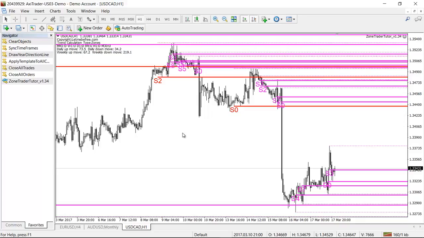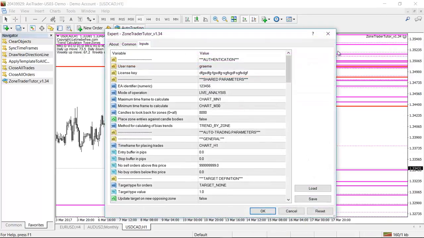Now, a typical feature that we may want to use is that we may only want to see zones that fall inside a higher time frame zone. So again, this is one of many parameters, and they are all detailed in an instruction manual of sorts, which if you go to book.letmebefree.com you can take a look at anytime you want.